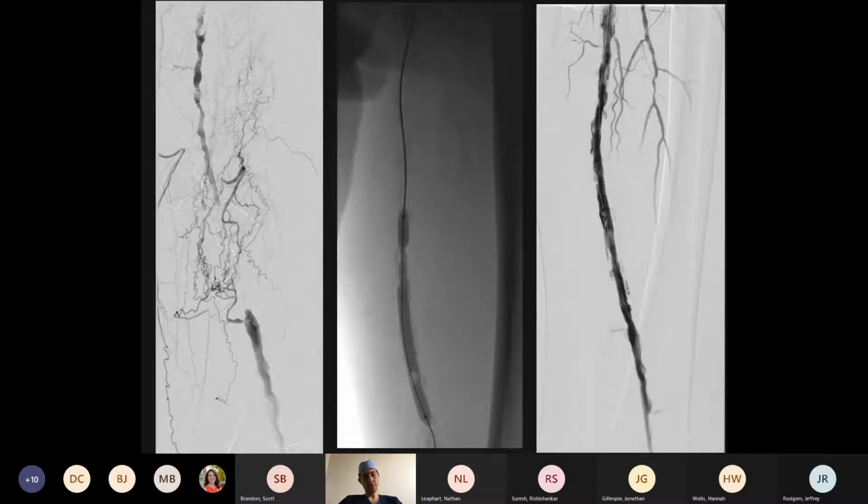In those images, the initial picture on your left side shows that the SFA was completely occluded. There was an occlusion there of a short segment. We were able to recanalize that with a wire, and then we used the balloon to open that up. That's on the right hand side, a picture at the end of the procedure where we now see flow through the entire vessel, and the occlusion is recanalized.